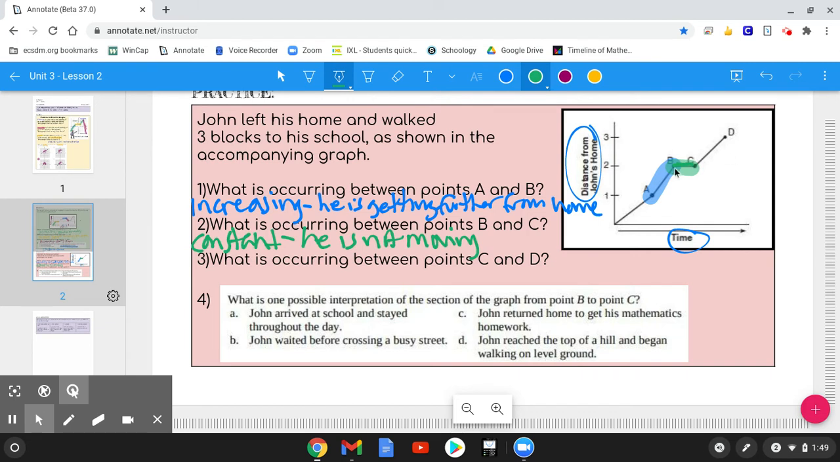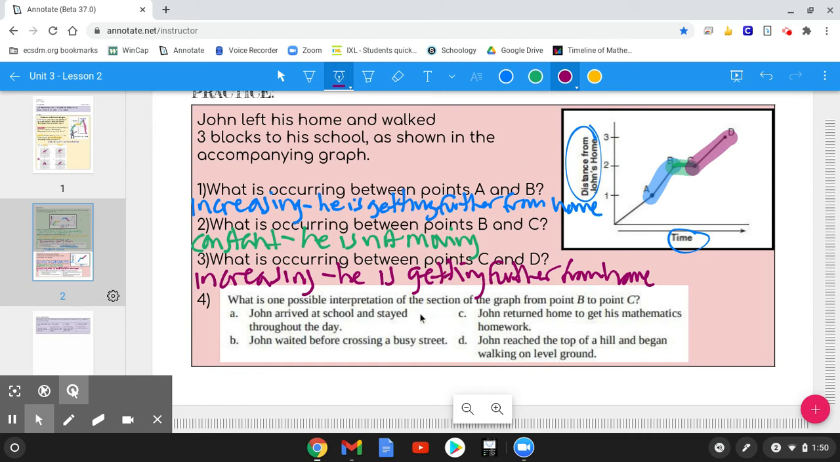That means for that time, however long that is, he's not moving. So maybe he stopped for a break. Maybe he stopped to chat, but he's not moving from B to C. What is occurring between points C and D? The graph is increasing. And again, what does that mean in the context of the problem? Remember, we're comparing distance and time. So the distance is increasing as time increases. So again, he's getting further from home.